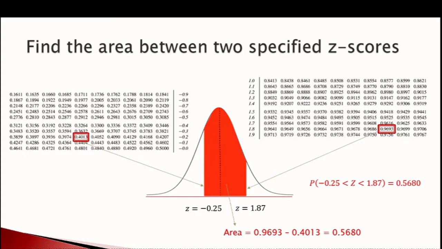So if you have to find area for any specified z-score using this table, it will fall into one of the three categories we discussed before: either to the left of some z-score, to the right of some z-score, or sandwiched between any two z-scores. So you can refer back to these three examples and try to find all the areas that you're interested in.